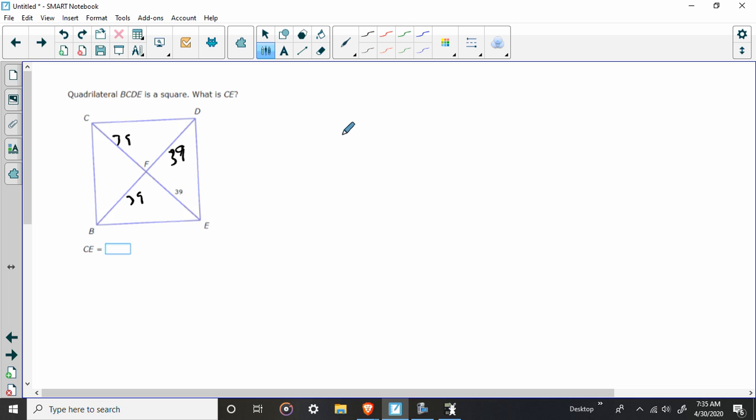Well, 39, 39, so CE is equal to 39 plus 39, okay? And 39 plus 39 is 78. Okay? No big deal, okay? And we'll talk in the future about how you can actually use that to solve for some of these sides.